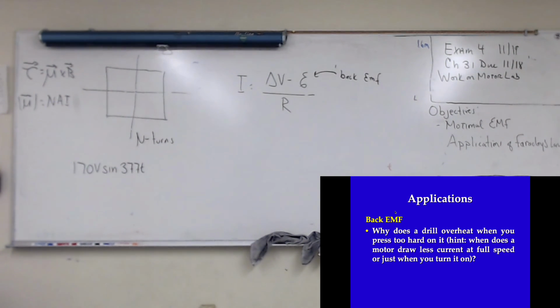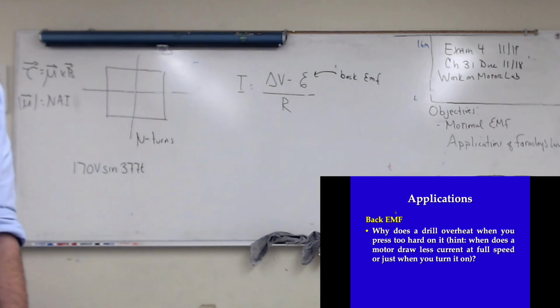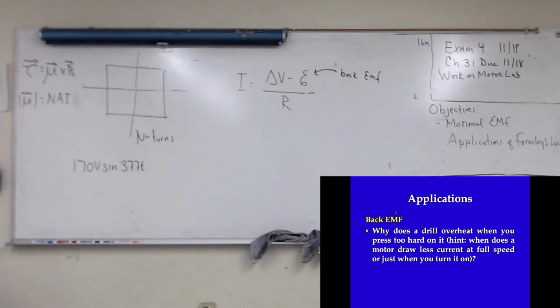And why does a drill overheat when you press too hard on it? It's because it's drawing too much current. When it runs at full speed, it's not drawing as much current, so it won't get as hot. All motors draw more current when they're starting up.